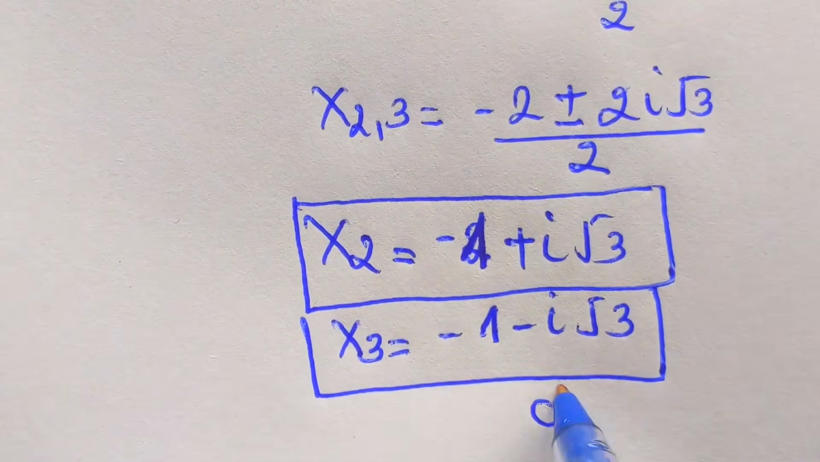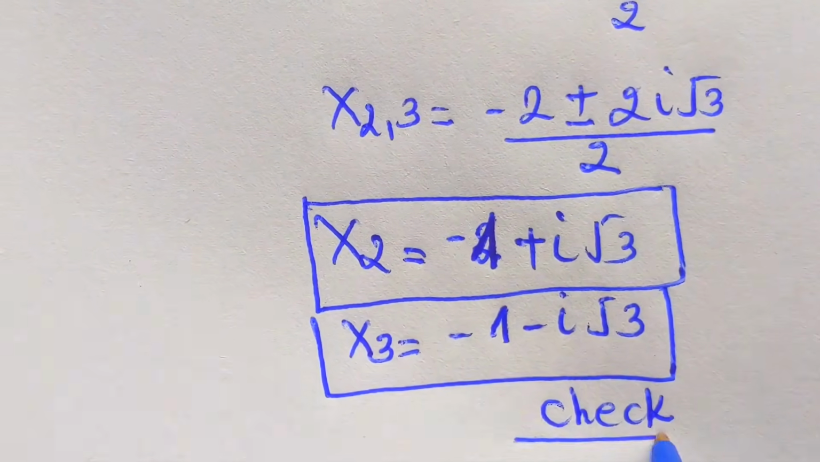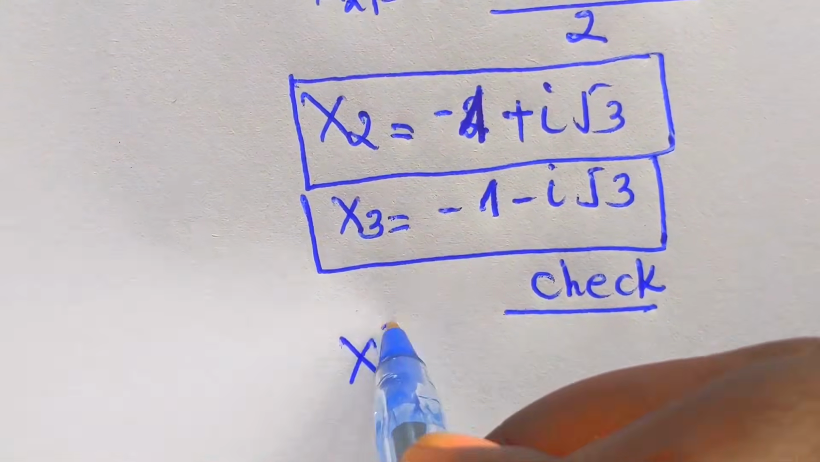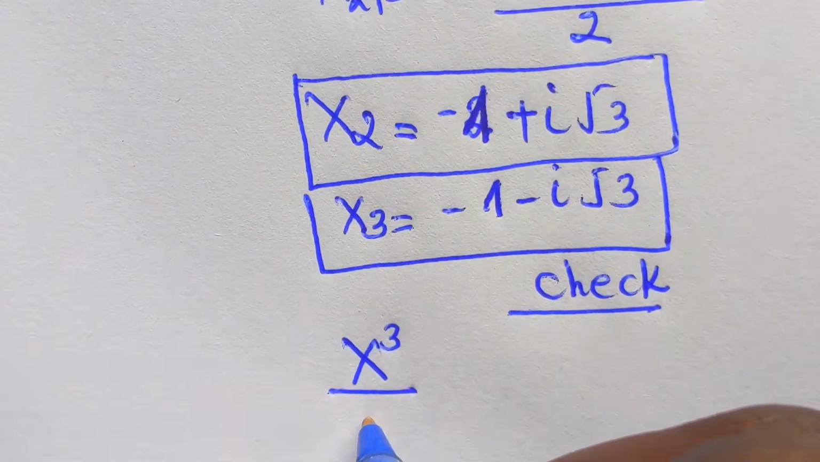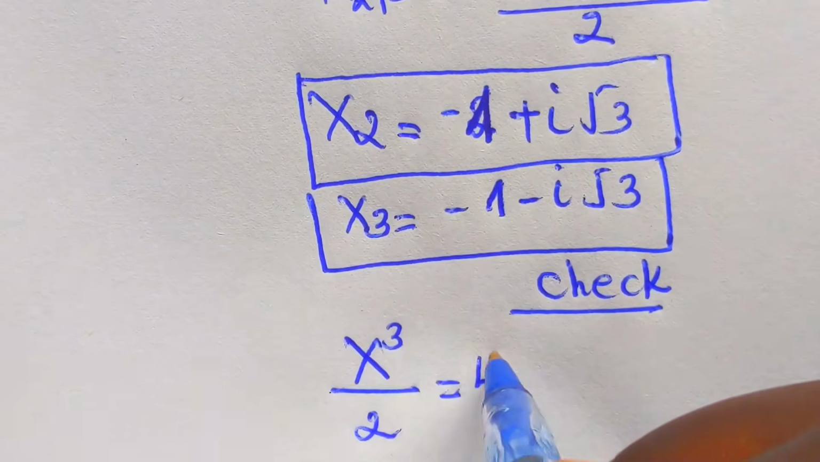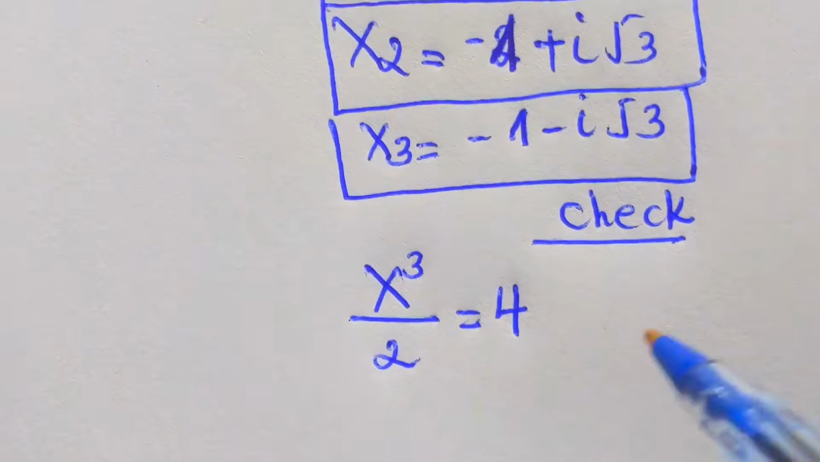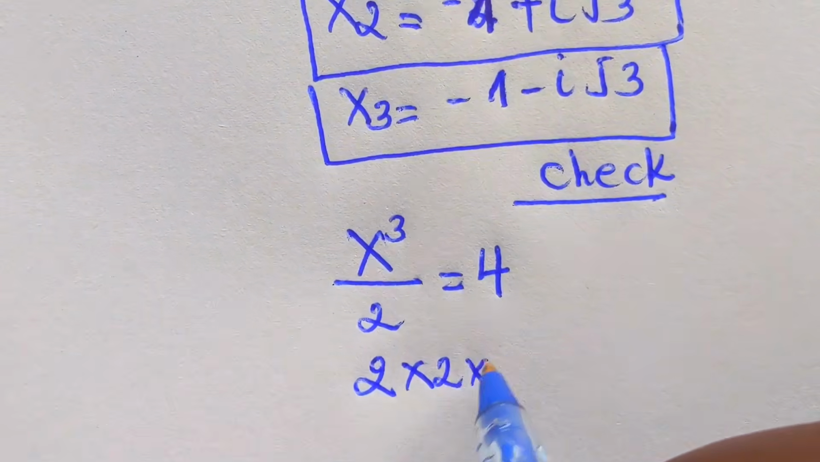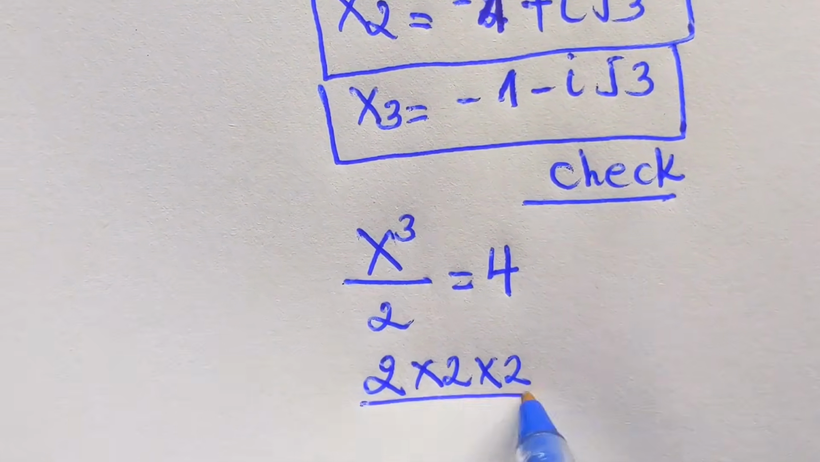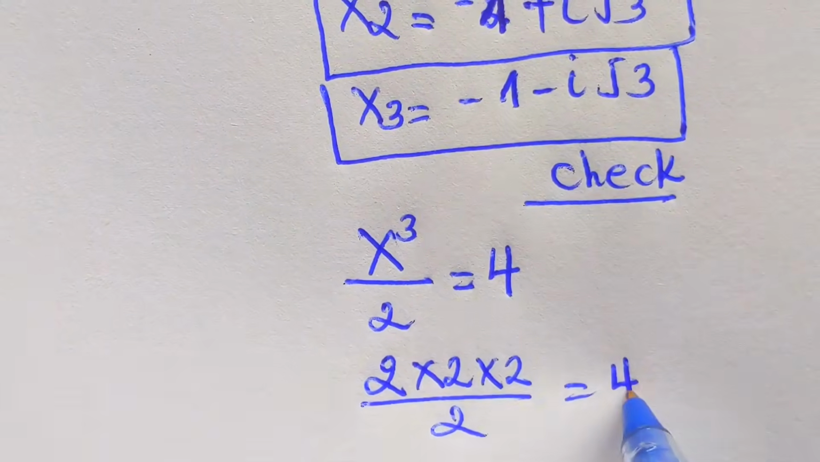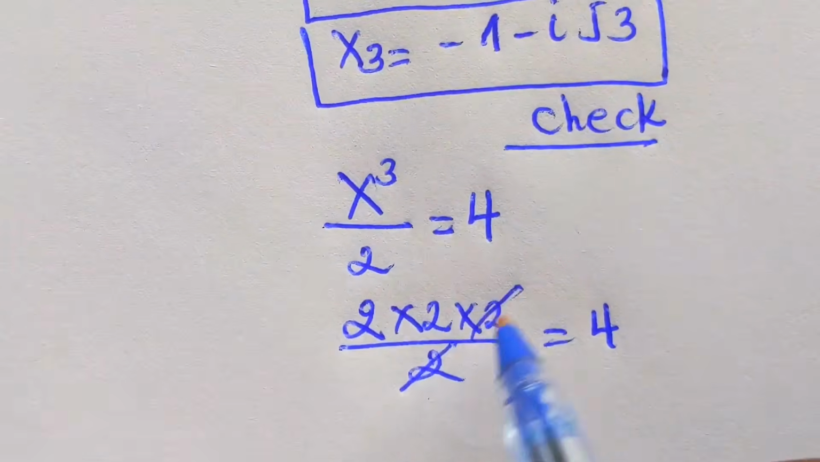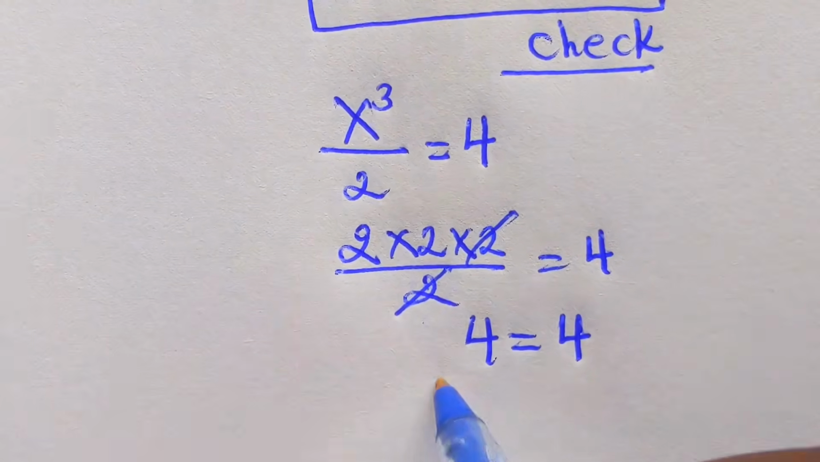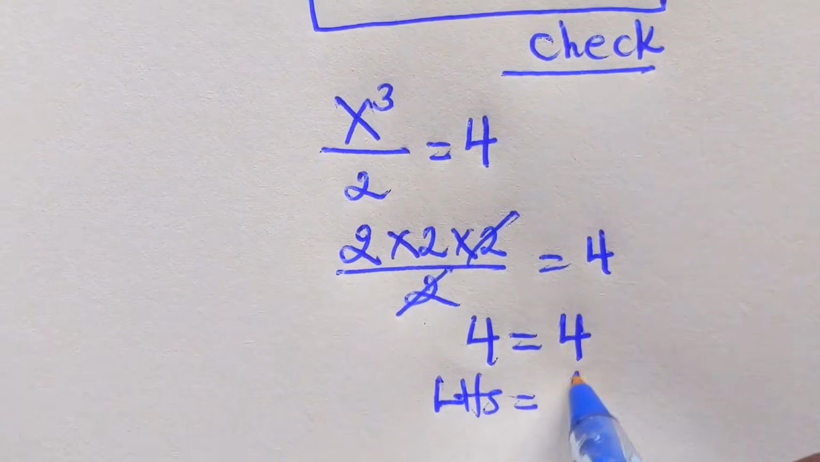And always we have to check if the answer is correct, because we were given x^(3/2) equals 4, and you have given the answer as 2. So 2 times 2 times 2, which is 2^3, over 2 equals 4. This and this will go to get 4, which equals 4.